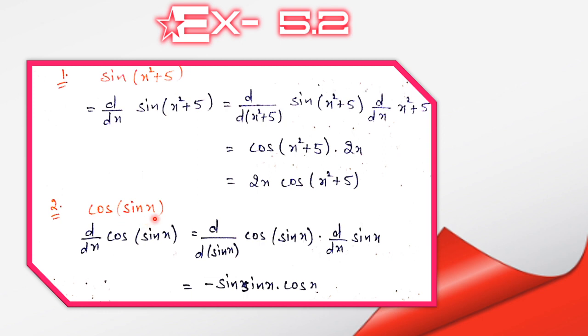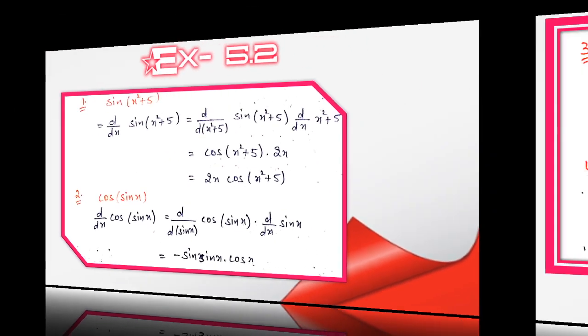Now cos of sin x. Again composition, let's apply the chain rule. First of all, let's find the derivative of this function with respect to sin x. Then the derivative of sin x with respect to x. And this is the answer.